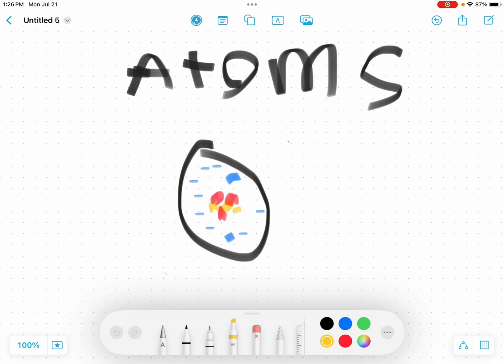So like the 6th element is carbon. That's why carbon is the 6th element in the periodic table of elements. So the atomic weight is the amount of protons and neutrons in an atom. And that's all you need to know about atoms.